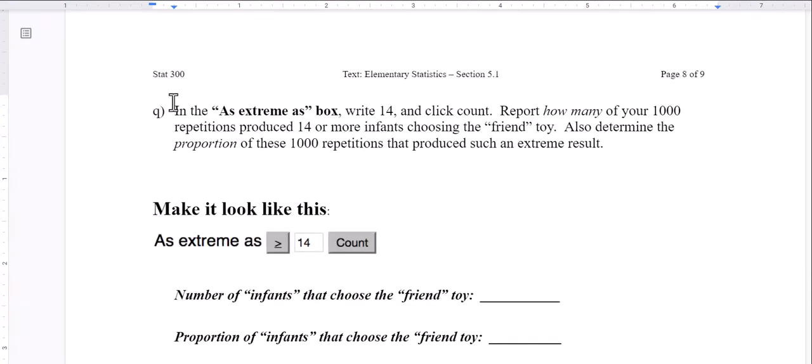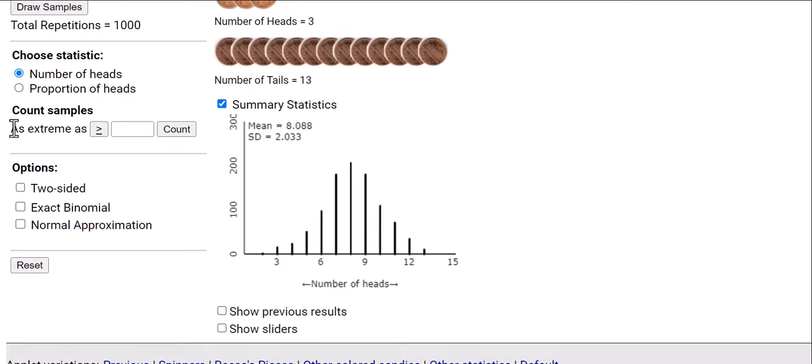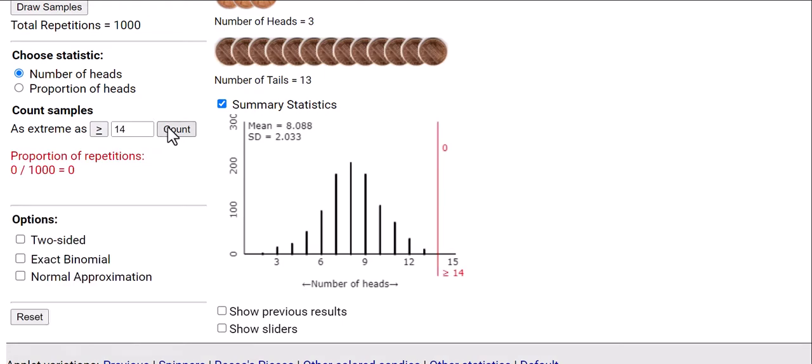Now on the last part here, in the as extreme as box, write 14 and click count. What this is going to do on our applet is essentially count the number of results that were as extreme as the ones that our researchers found. So going back to the applet, count samples as extreme as, so greater than 14. So we want to see how many results were like what the researchers got or more. That's what the greater than does. So count, and I got 0. And if you're doing it at home, you may get some numbers there, like 2, 3, maybe 5, but it should be very, very small.